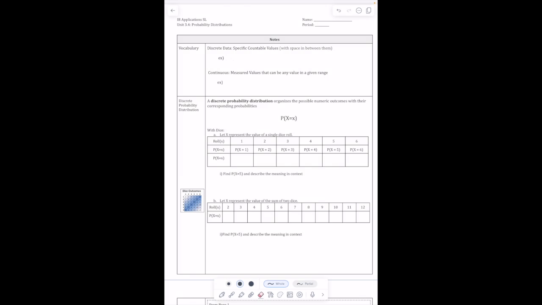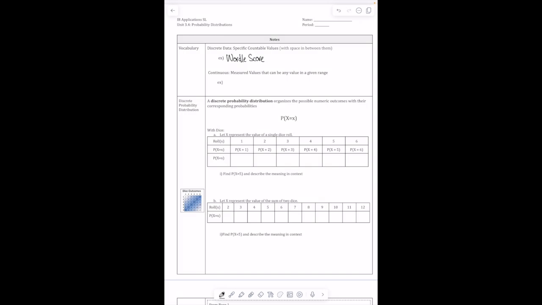So the first one is going to be discrete data. That is generally whole number data. Things like Wordle scores are an example, because your Wordle score that we saw last time can be 1, 2, 3, 4, 5, or 6. It can't be 2.2, it can't be 3.8. It has to be one of those things.